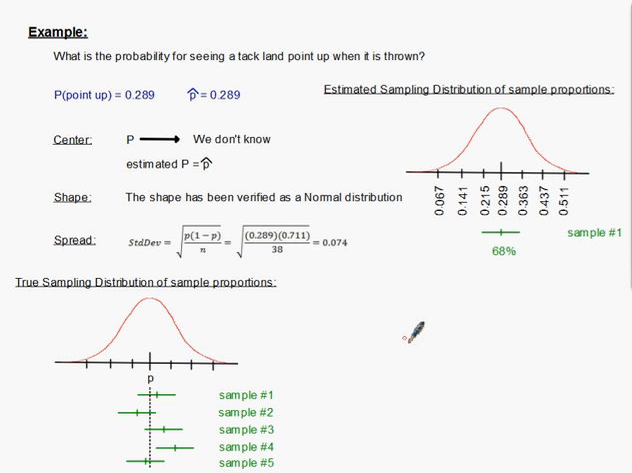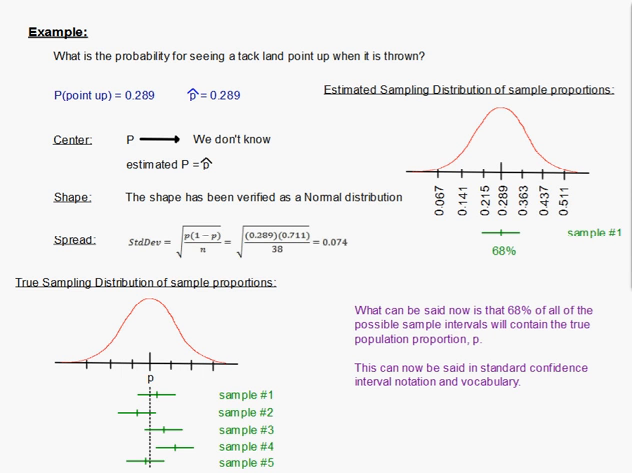Now the question is, what percentage of these samples will contain this true population proportion? Well, it turns out 68%. It's very convenient. 68% of all possible sample intervals will contain the true population proportion. This is now our confidence interval.